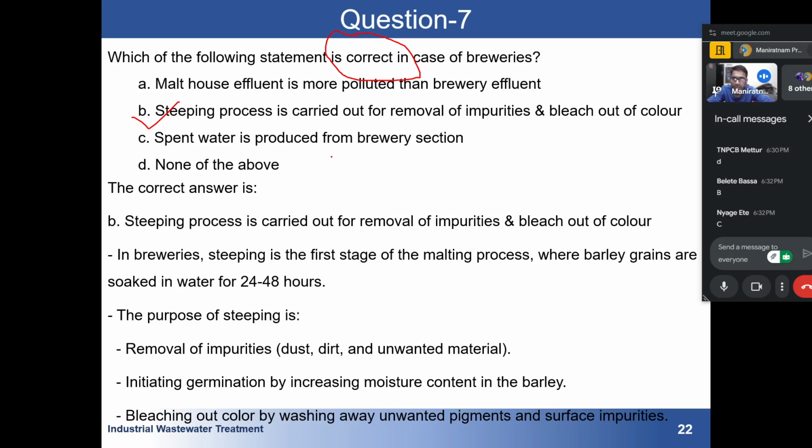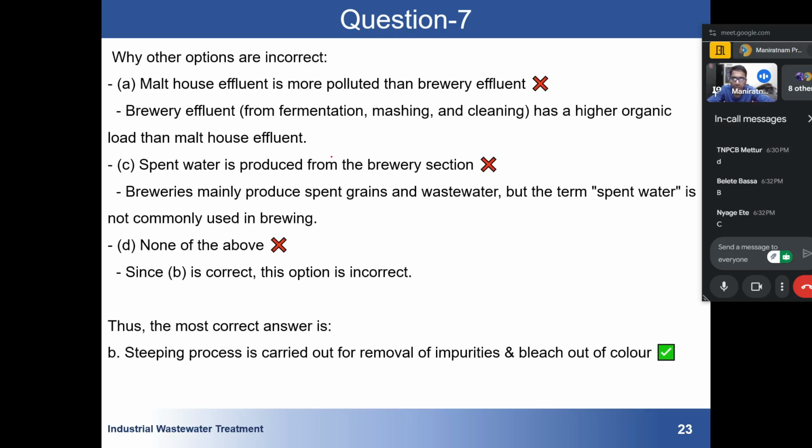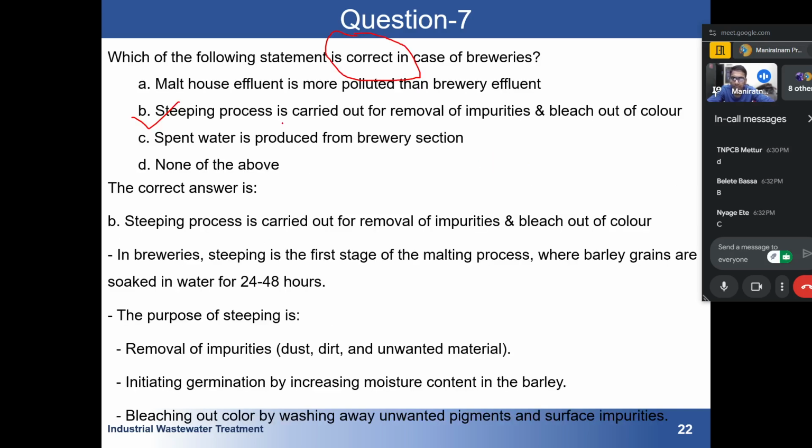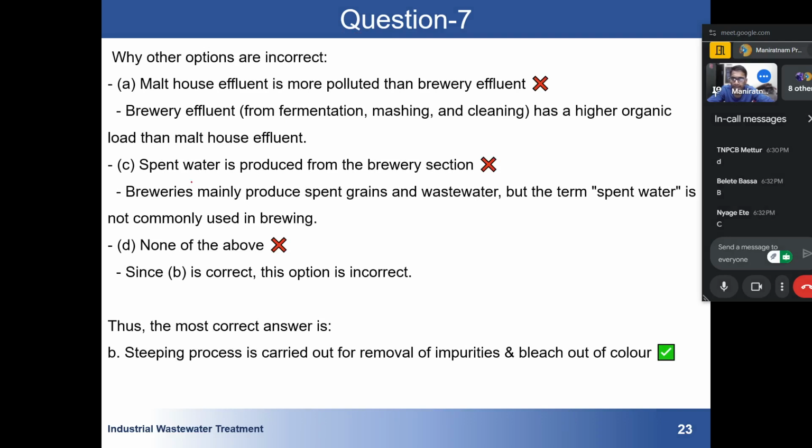C, who was saying C? Why is C not correct? Spent water is produced from brewery. The breweries mainly produce spent grains and wastewater, but the term spent water is not commonly used in brewing. Remember, the spent water is generally used for distilleries, where there is production of alcohol and all this.